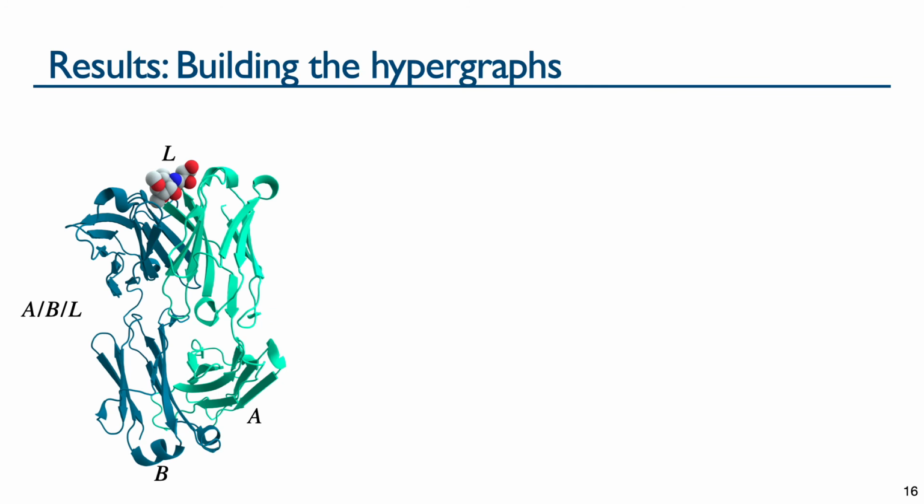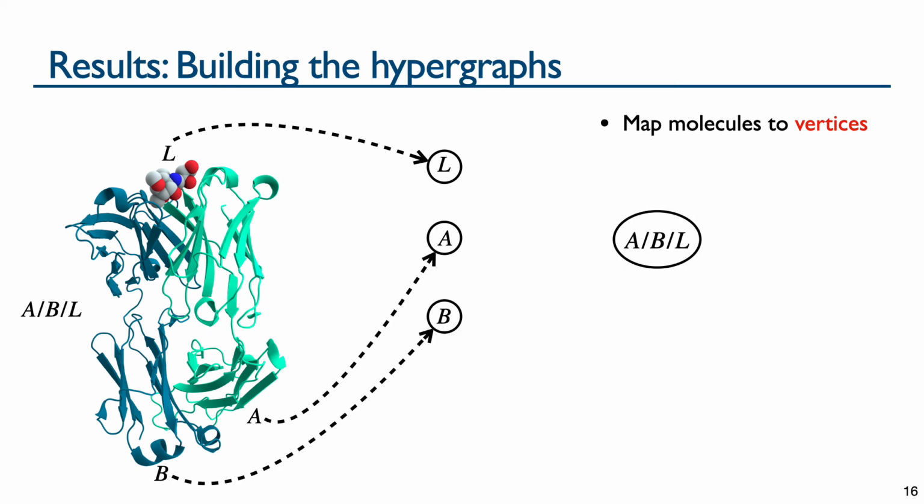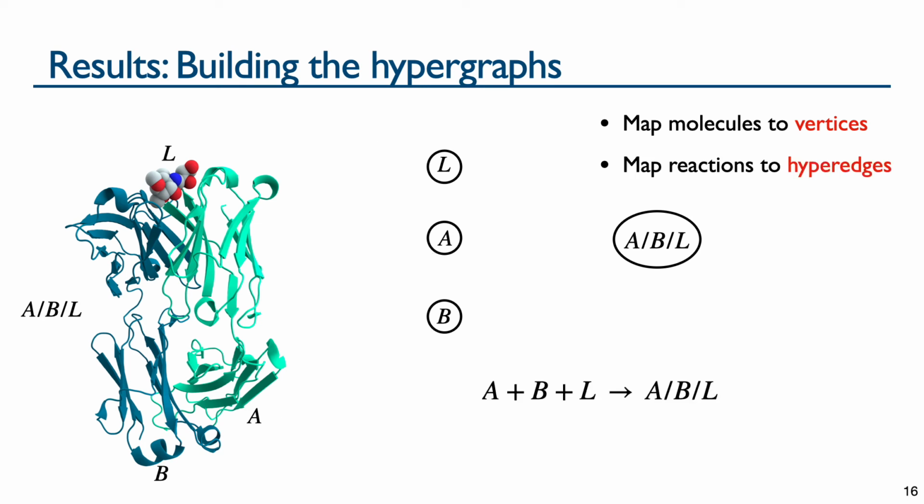We constructed hypergraphs using human-curated metabolic networks from standard databases, Reactome, and organismal networks from MetExplore. I will now give a concrete example of how we would map the formation of this complex A/B/L to a hypergraph. We represent each protein and small molecule, like ligand L, as a vertex along with the A/B/L complex. We then map each reaction to a hyperedge. So this reaction maps to this hyperedge.